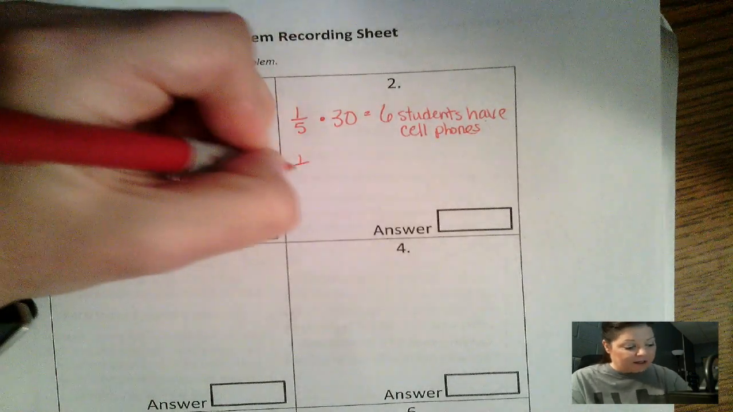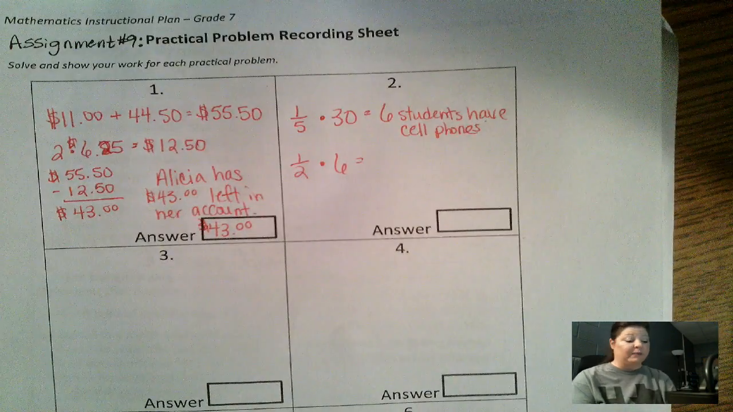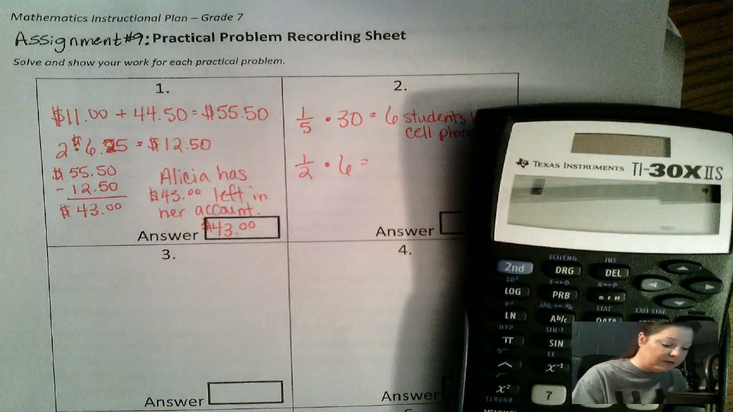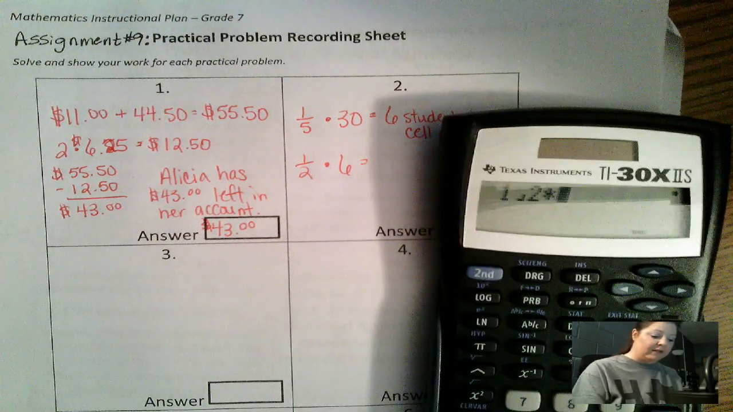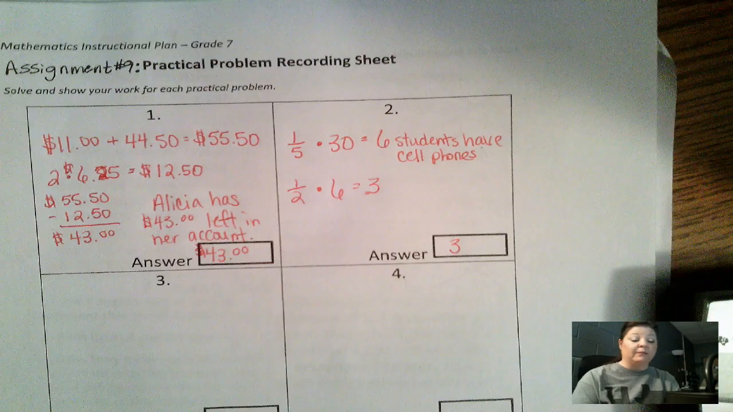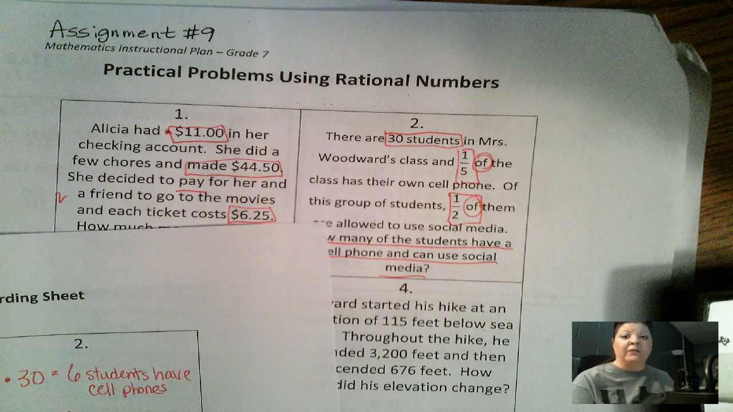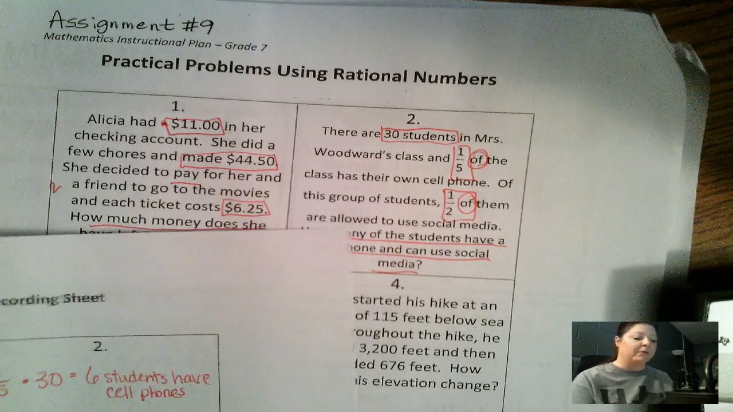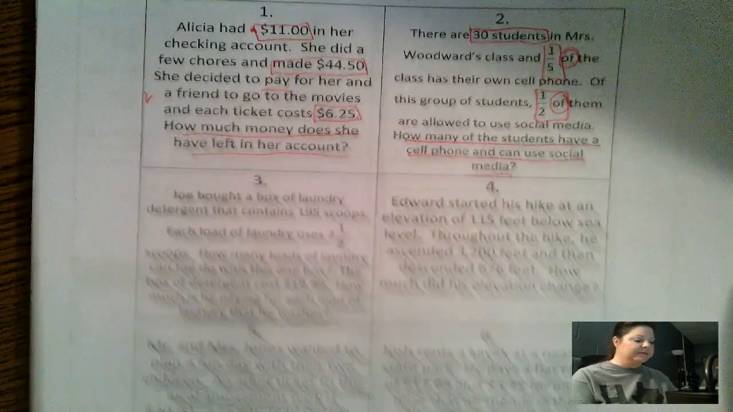So we need to know how much half of 6 is. So we do 1/2, and of is times, 1/2 of 6, and half of 6 is going to be 3, but I will show you guys. Here you say 1 ABC 2, so that's 1/2 times 6 equals 3. Okay, so your answer is 3, and you need to restate something along the lines of 3 students are able to have cell phones and use social media in Miss Woodward's class. Okay, all right, number 3.